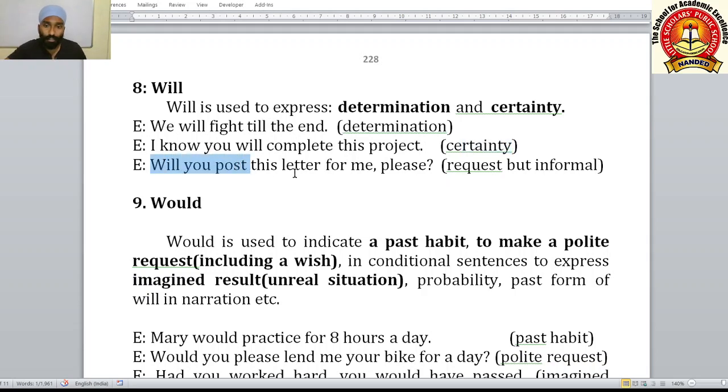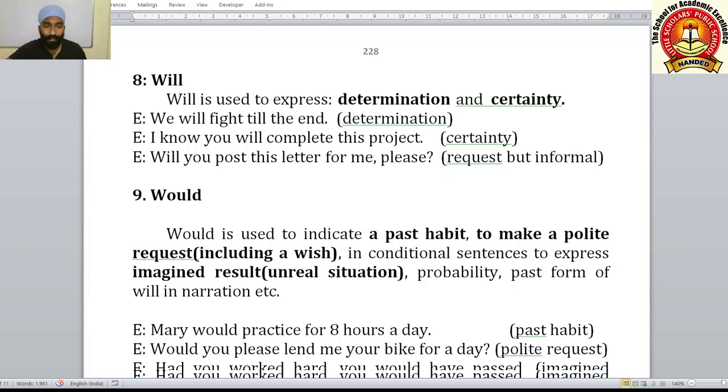Thereafter, will you post this letter for me, please? Here will is coming in the place of a question, means here a request is there, but an informal request. So this way also will can be used. So these are the main three uses of will.